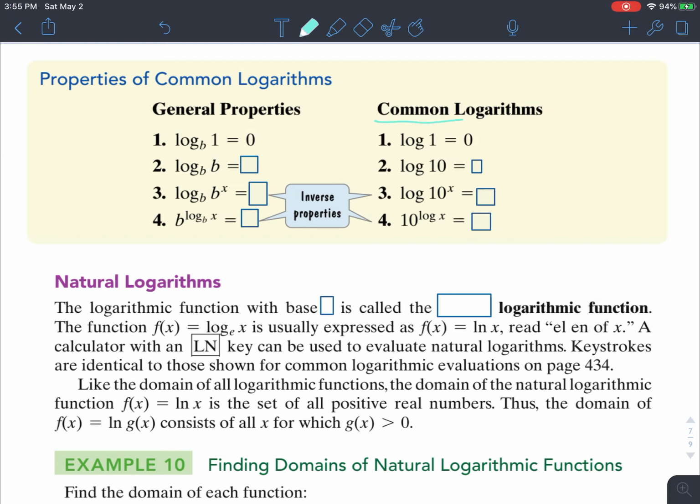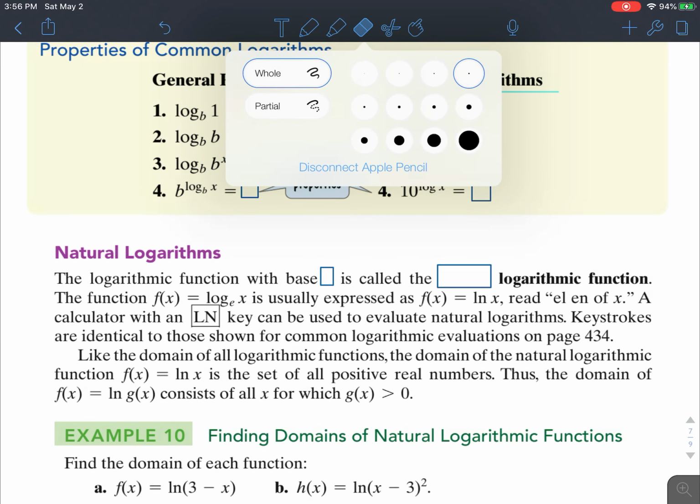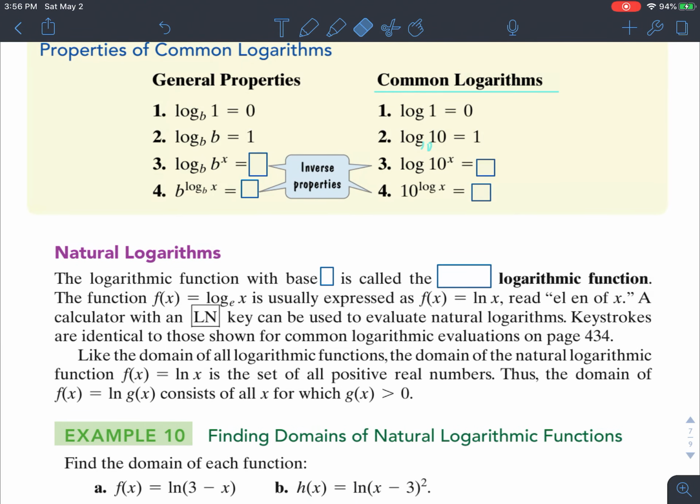So all of these logs over here just have a base of 10. Log base b of b is 1. Log of 10 is 1, because the invisible base on this log is a 10. Log base b of b to the x is x. Remember, those cancel. So log of 10 to the x is x. b to the log base b of x is x. 10 to the log x is x.